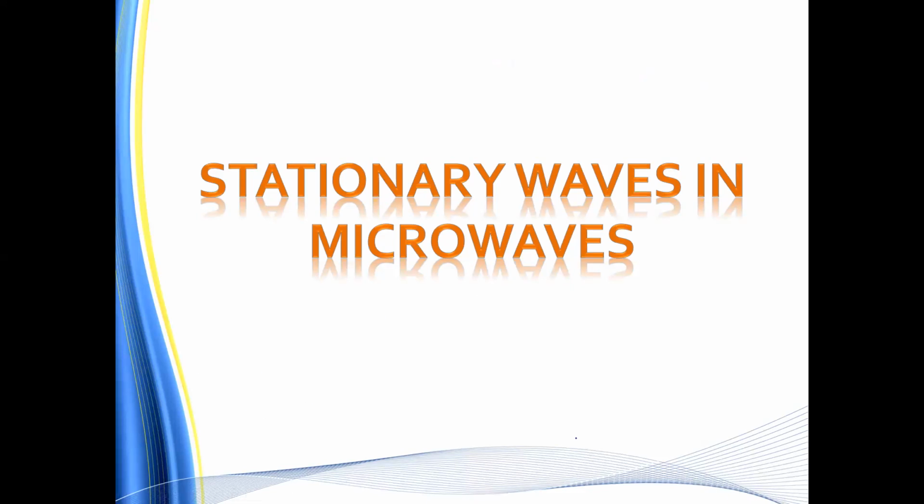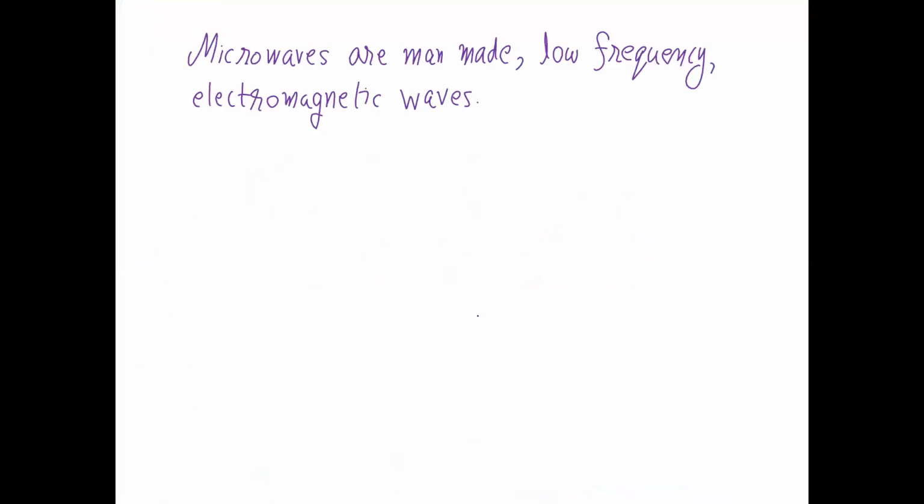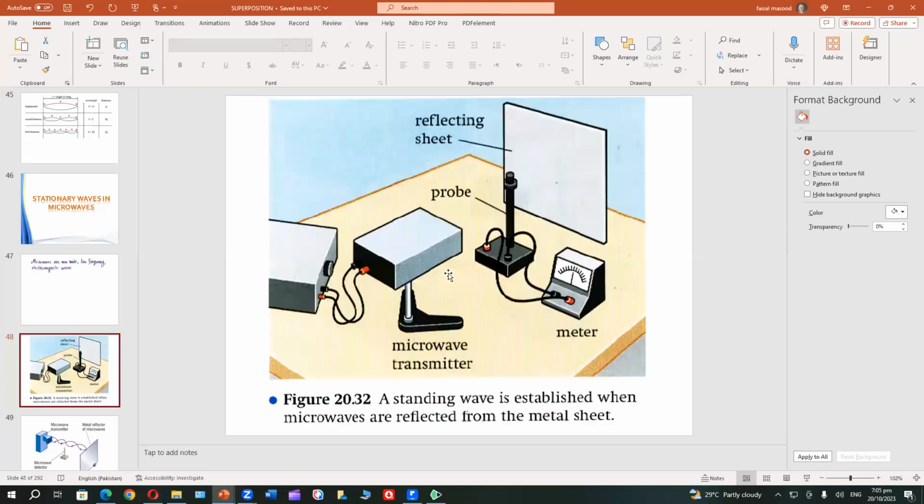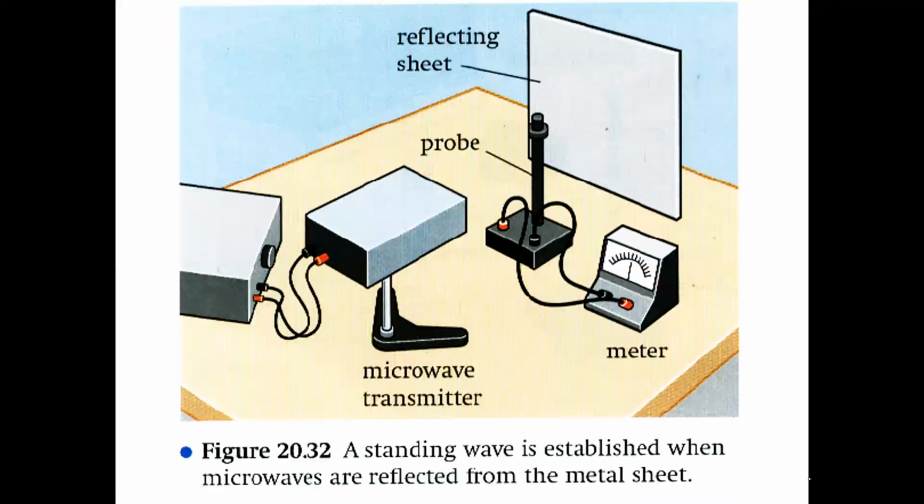Microwaves, stationary waves in microwaves. Microwaves are man-made low-frequency electromagnetic waves. How we can produce them, that's our first title to understand. Microwaves are those which are in our microwave oven. They are those waves which our mobile phones are using.